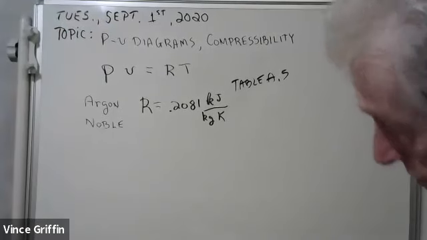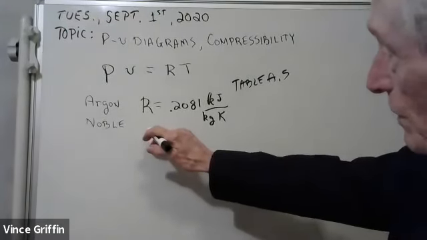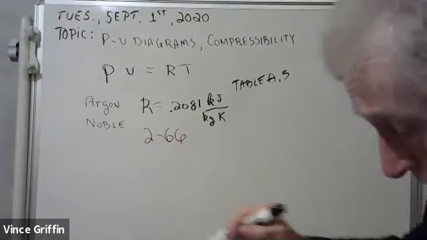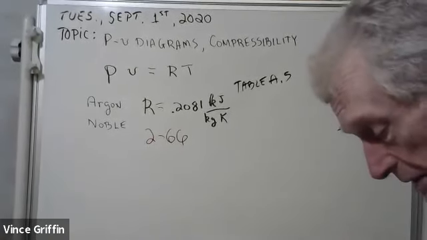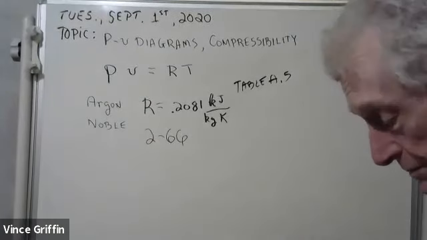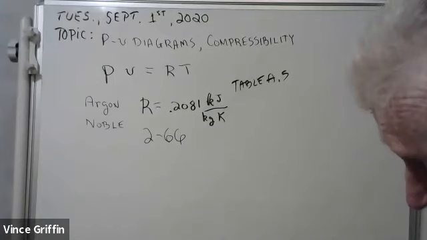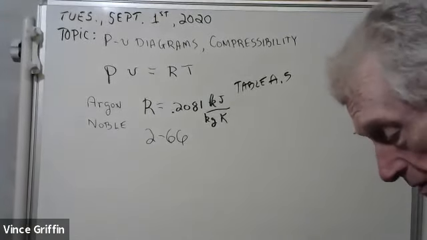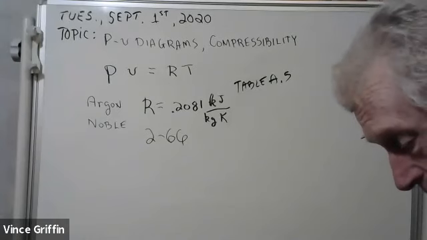But there's a problem in your book. It's problem 266. Let's do that together. Help me find it. I'm trying to find it. 266. Yeah, okay, here we go.